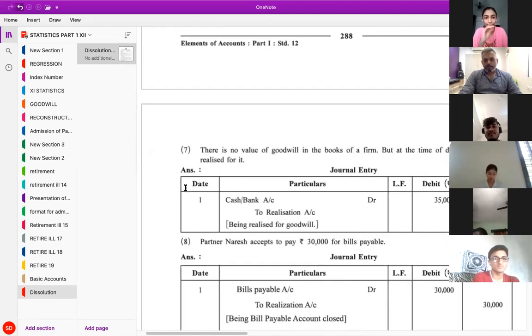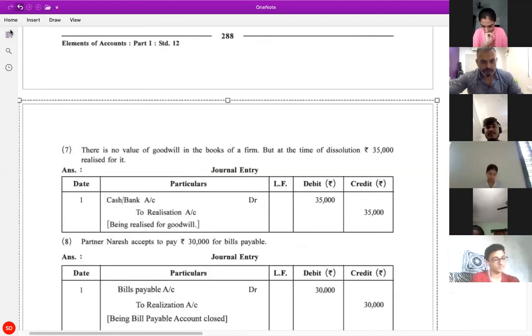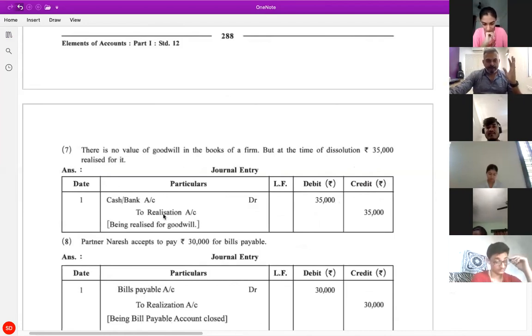Now there is no value of goodwill in the books of the firm, but at the time of dissolution 35,000 is realized for it. Goodwill was not there in the books of accounts, still we got something out of that. So directly your entry will be cash or bank account debit to realization account credit. Please mark it, most important. 7th one.